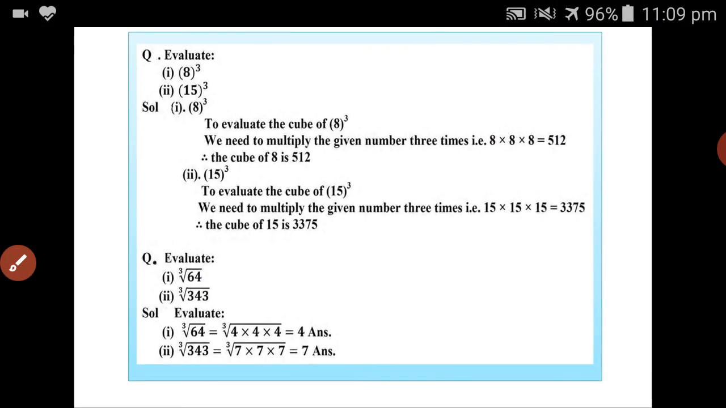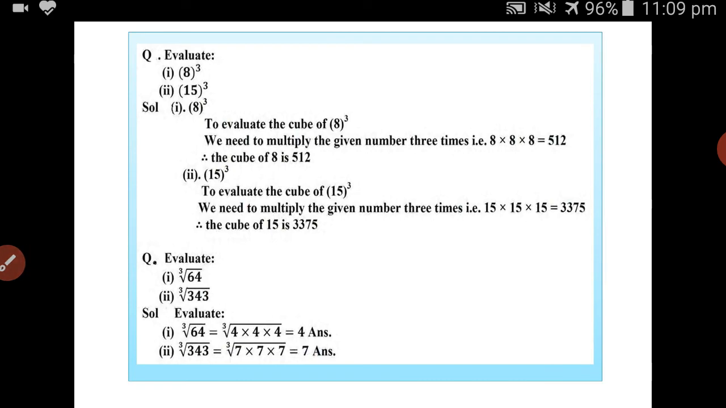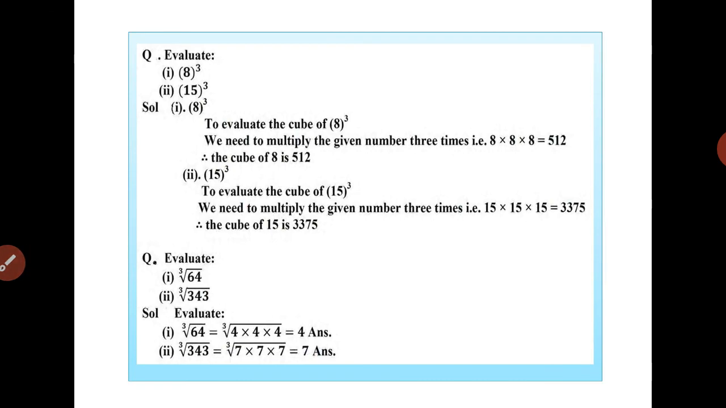So in this way you have to try these kinds of questions, and you have to focus on multiple choice questions, fill in the blanks and true or false. So in this way you can do the revision.